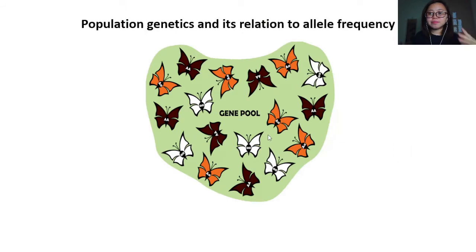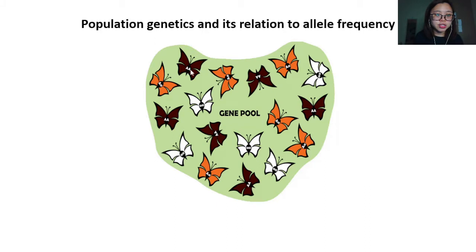Okay, so let me make this concept of gene pool a lot easier. I'll try to explain gene pool in a more simple way. This is a population of butterflies. Butterfly ni ada yang coklat, ada yang orange, ada yang putih. Dan kamu boleh nampak ada dia punya genotype.